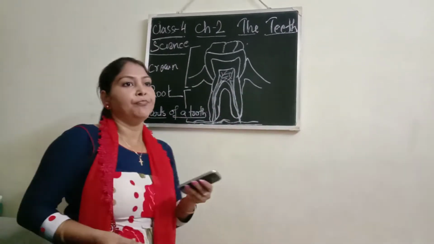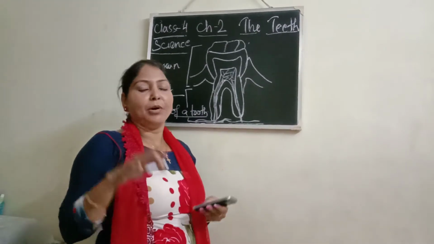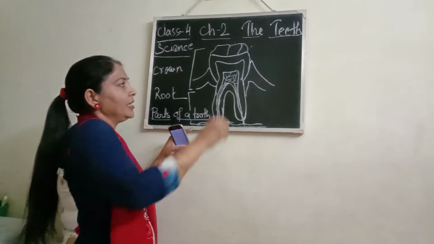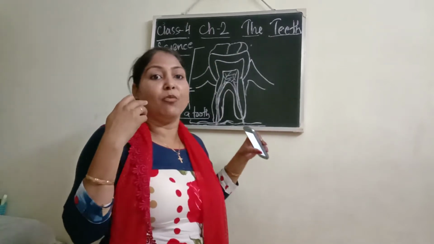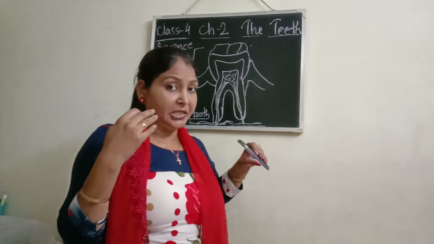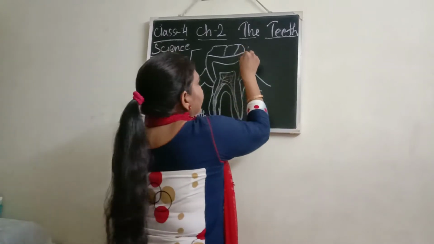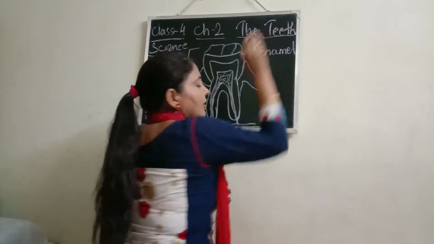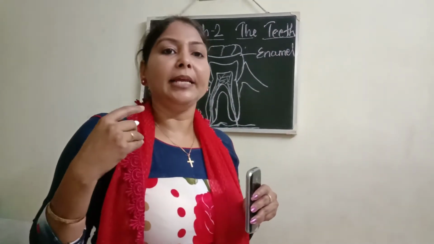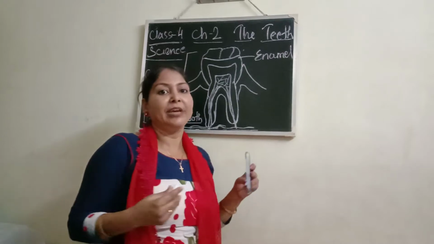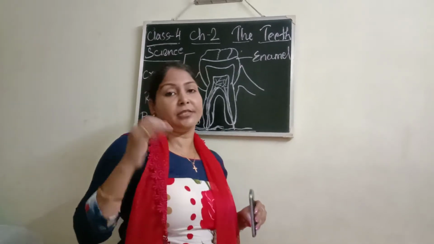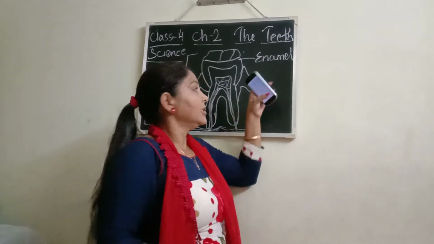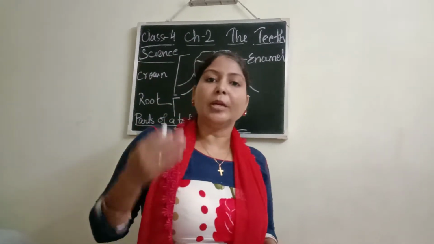And if you see, our tooth is basically made up of three main parts. Now what are they? The part which is visible, the white shiny part, it is called the enamel. The white shiny part, it's called enamel, and this enamel is made up of calcium, and it is the hardest structure. It is harder than the bones also. Okay, so the white shiny part is known as enamel.